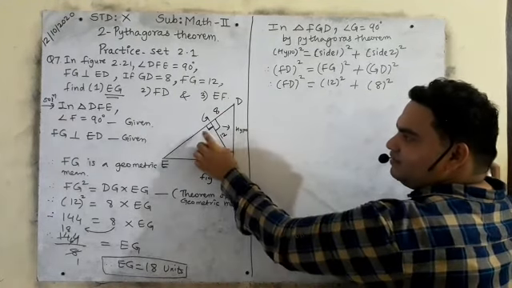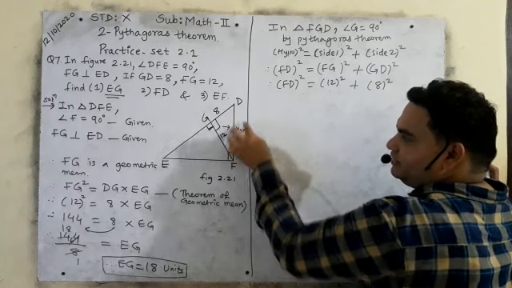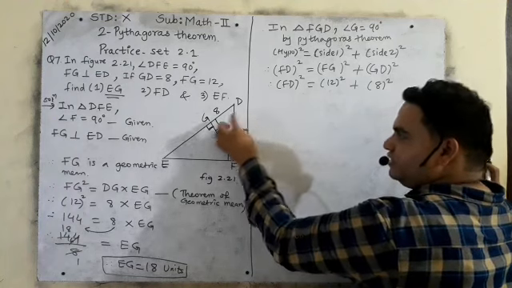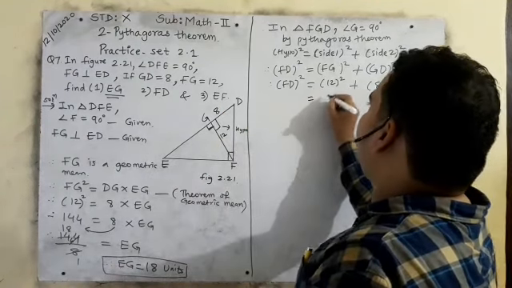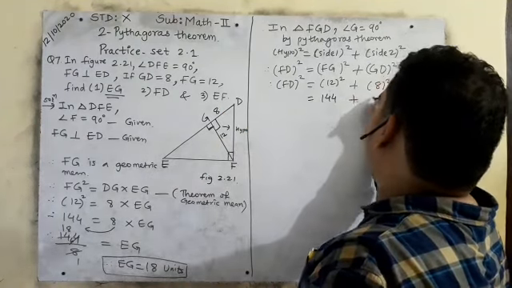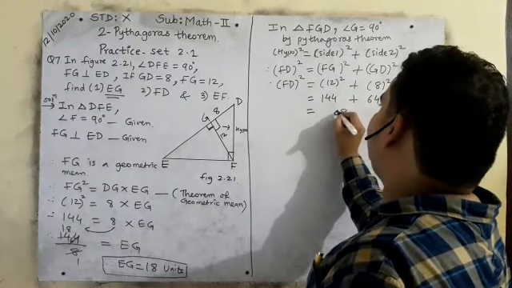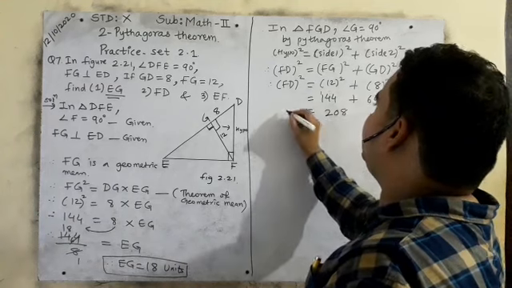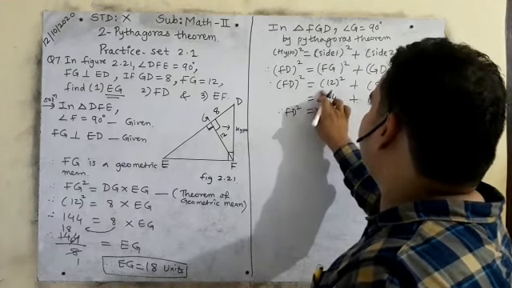Can you see this triangle? It is a right angle. The opposite side of a 90 degree angle is the hypotenuse, so FD is the hypotenuse. This is side 1, this is side 2. Easy, so simple. 12 square is 144, 8 square is 64. The total is 208. So FD square is equal to 208.